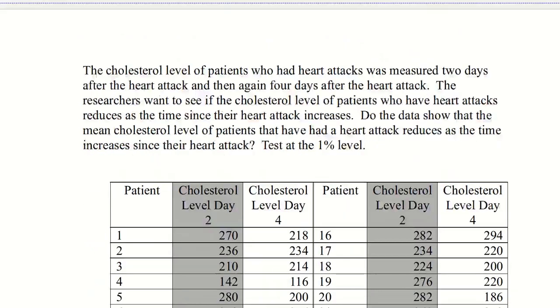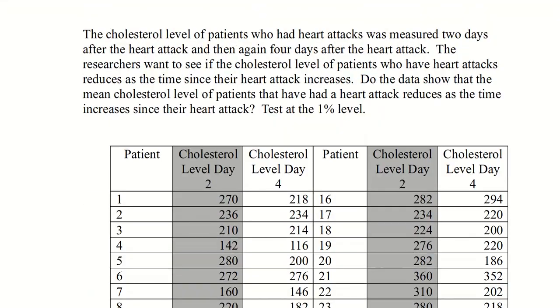So here is an example. We're looking at the cholesterol level of patients who had heart attacks. We measured those 2 days after the heart attack and then again 4 days after the heart attack.